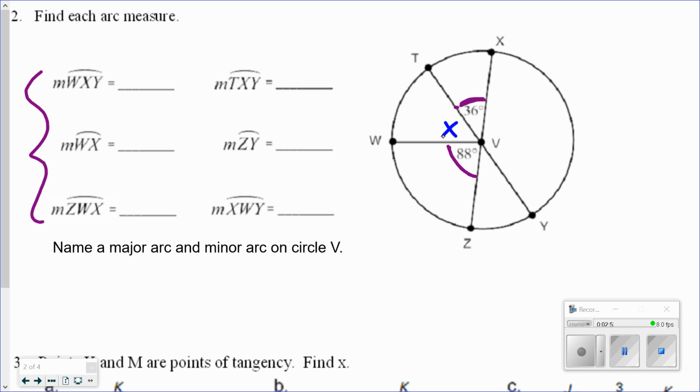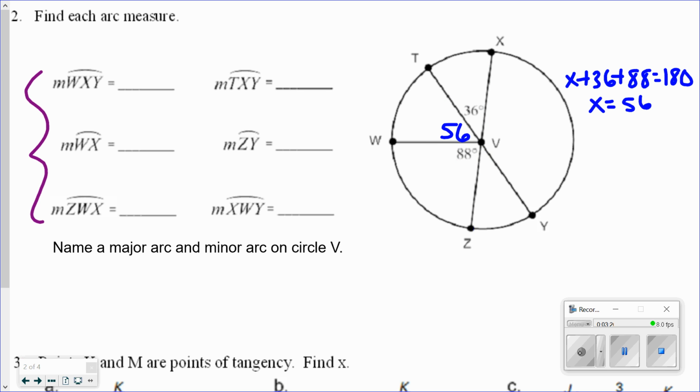If I look at XZ, I notice that this is a diameter because it goes through the center point V, meaning that all three of these added together is going to give me 180 degrees. So I can find the measure of X. We know that X plus 36 plus 88 is going to give us 180, and we end up getting that X is equal to 56.